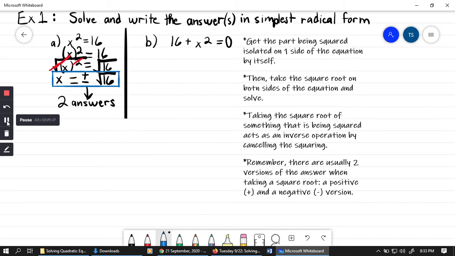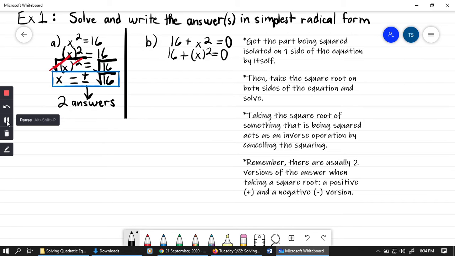Okay, so let's look at part B here. With this one, we want to make sure that we get the part that's being squared by itself, isolated on one side of the equation. We can see here that the part that's being squared is x. So we've got 16 plus x squared, and we can see what's being squared equals 0.